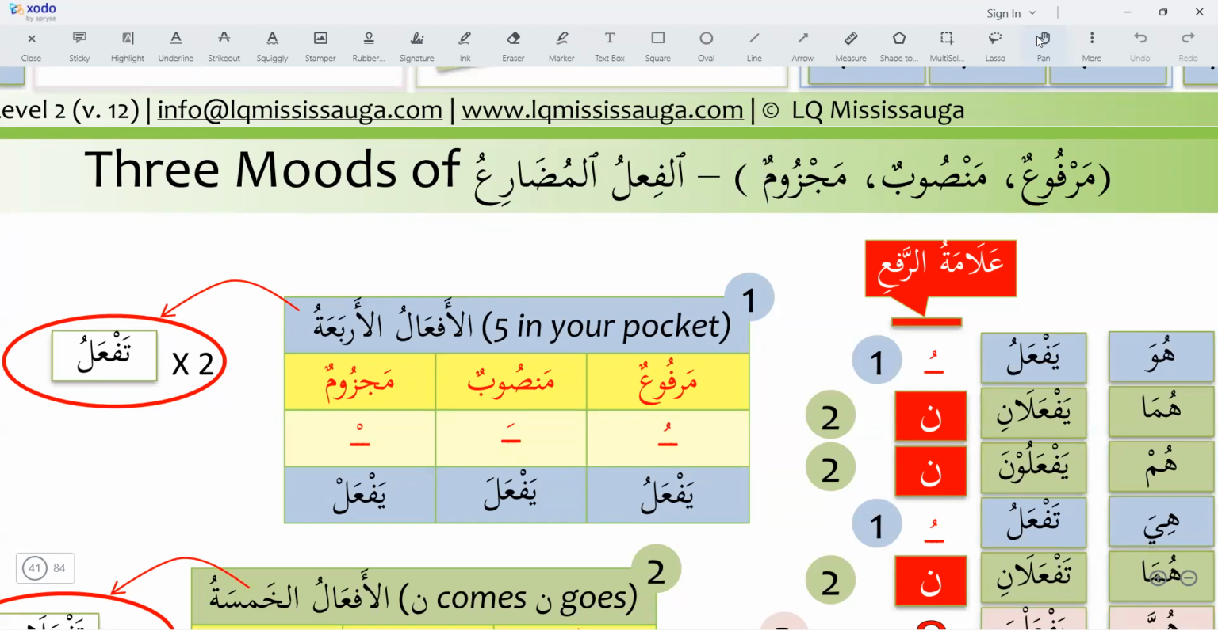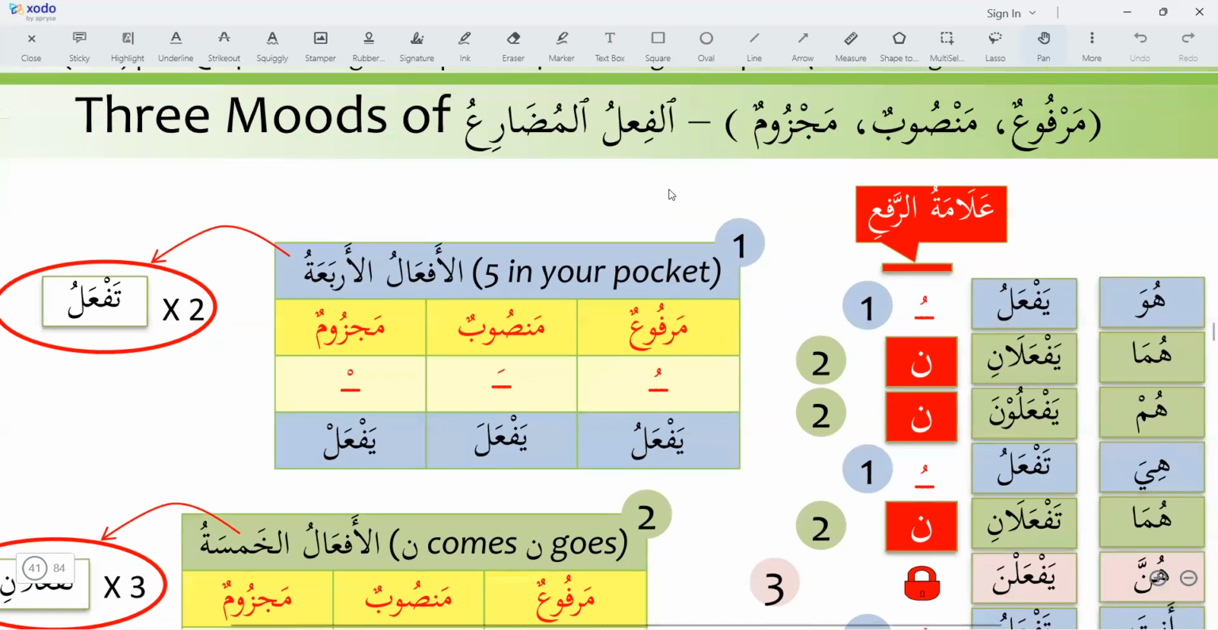Yeah, the Arab of it. So how many modes does the fi'l mudare have? Marfu, mansub, and majzoom. Yes, marfu, mansub, and majzoom. There are three modes of the al-fi'lul mudare: marfuun, mansubun, majzumun. And in the last lesson, we have learned about this. Now we will learn more about this.